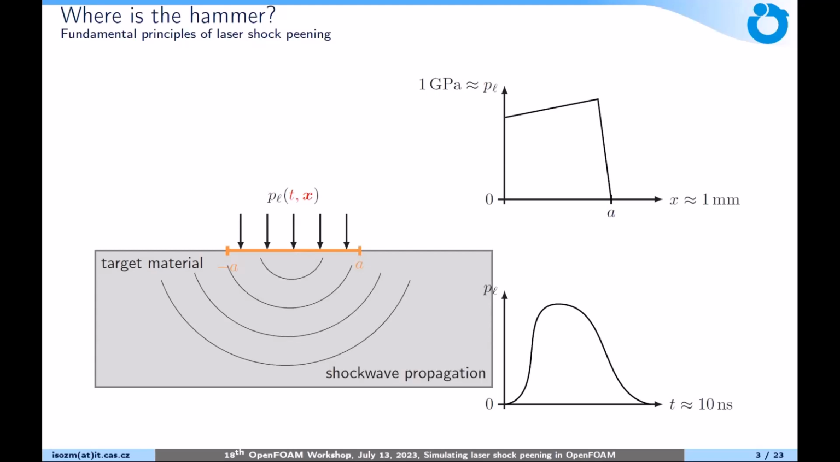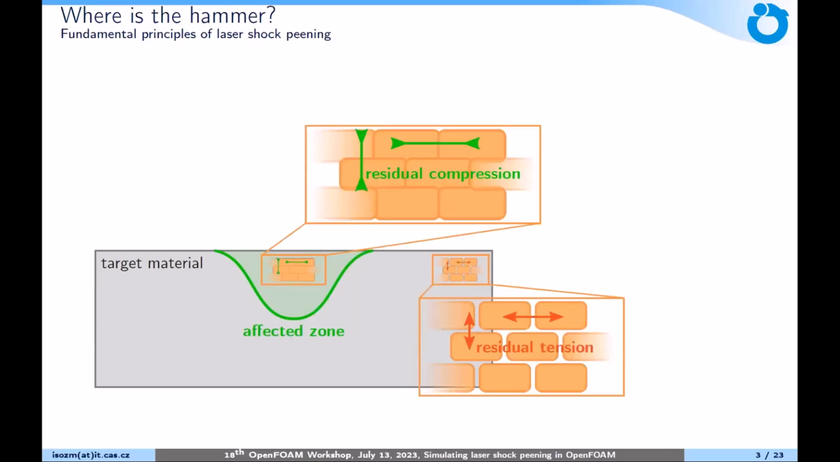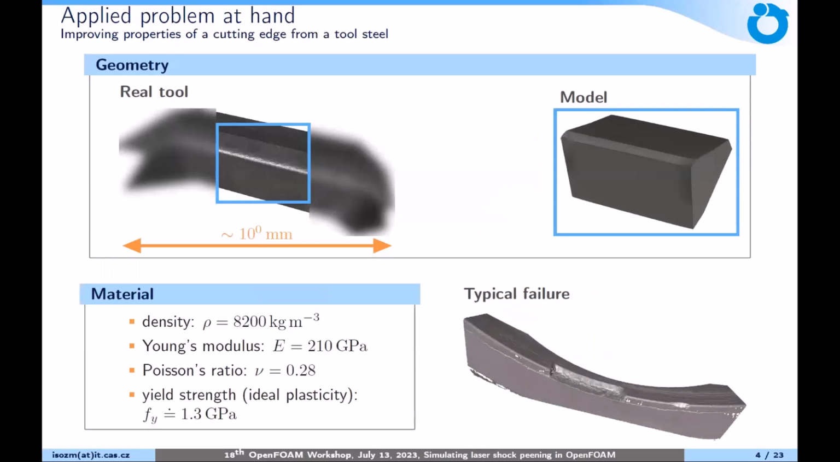So now we have pressure loading, highly dynamic. It generates a shock wave, which is an elastoplastic shock wave that goes through the material. And at the end, we generate some residual compression in our affected zone. So now you know roughly the same as I do about laser shock peening.